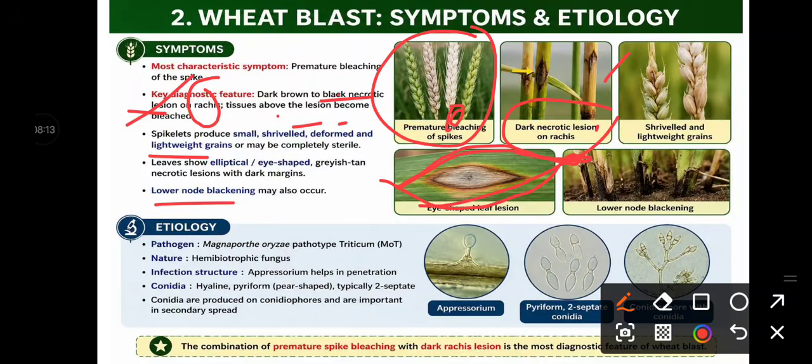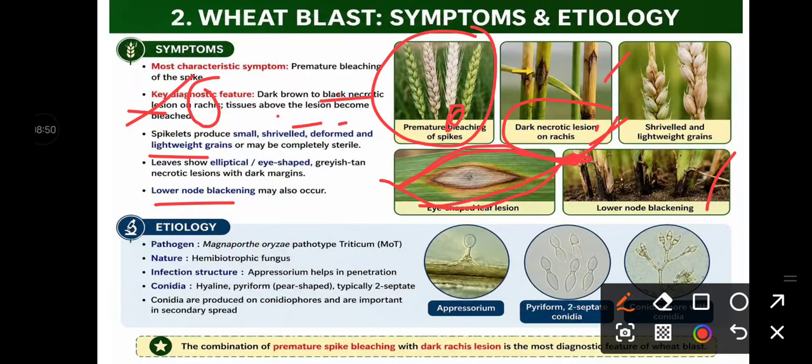In the lower nodes also blackening may occur, just like our rice blast. Okay, so major symptoms include the premature bleaching of spike, black necrotic lesion on rachis, that ultimately leads to shriveled, lightweight grain. On the leaf, typical diamond-shaped lesions are formed, with grayish tan necrotic lesion with dark margin, and lower node blackening can be observed. Then about the etiology of the pathogen.